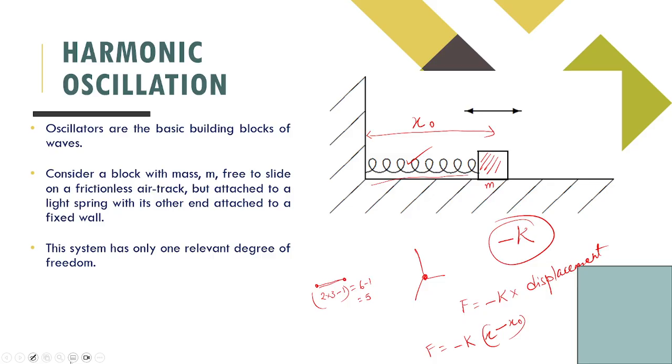Let us go to the next page. So we have here that F equals minus k times (x minus x0). This is our equation number 1. Now the constant k is called the spring constant.